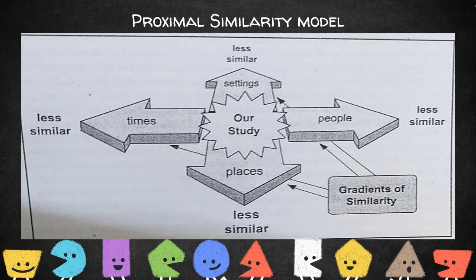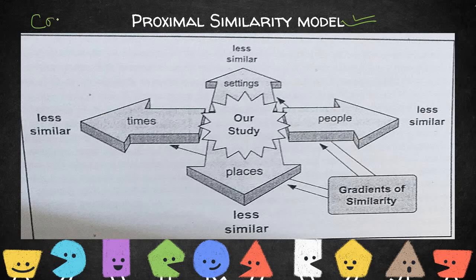So these are the issues. Is there any alternative to sampling? We have one which is called the proximal similarity model. We already discussed the sampling model, and the other one is the proximal similarity model.